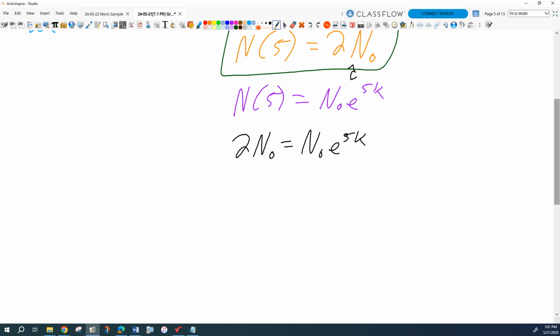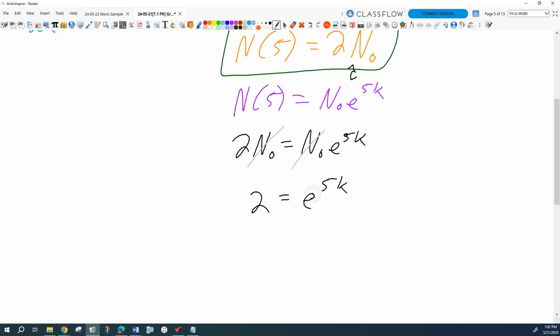What can I do to make this simpler? I can divide each side by N naught. Look at that. That's the math gods telling us something really profound. If I can divide away a number like N naught, it means it's irrelevant. It means the solution is insensitive to the original population size. It doesn't matter what the original population size was. The amount of time it takes to double is not going to change regardless. So 2 equals e to the 5k.